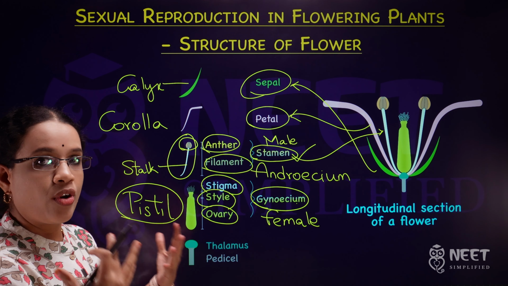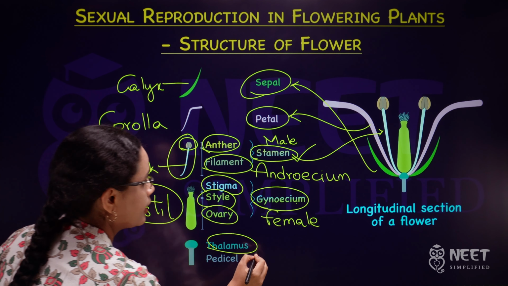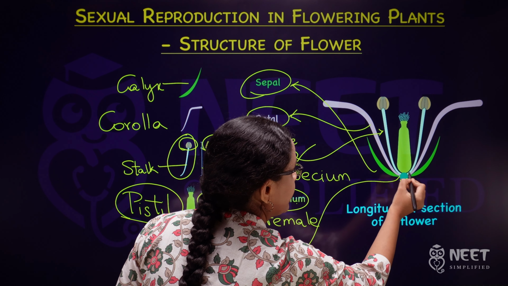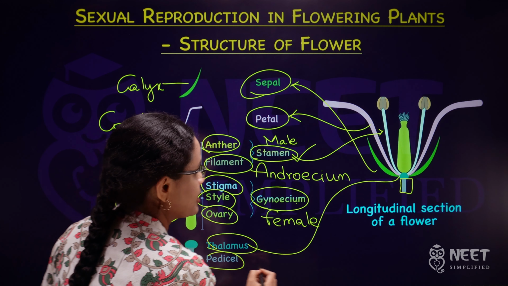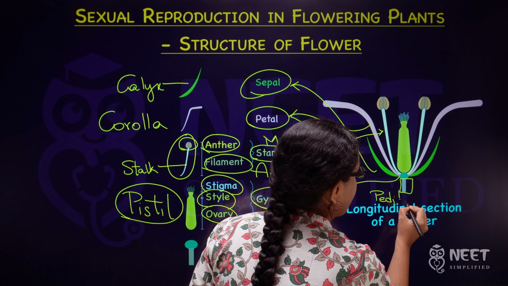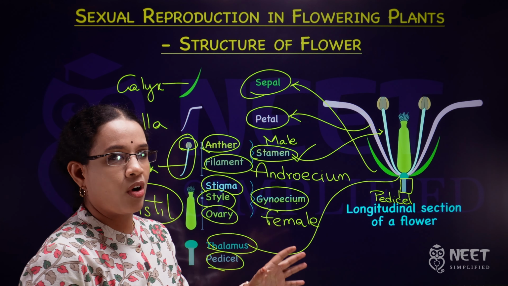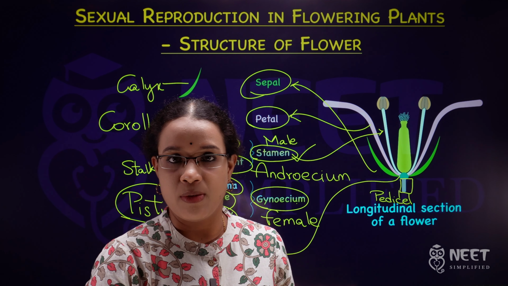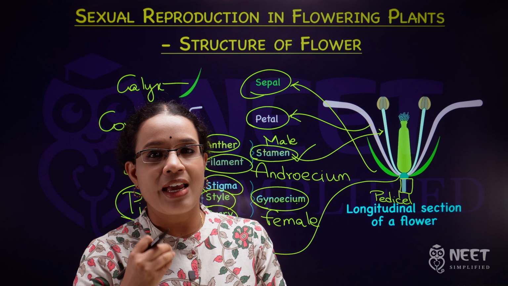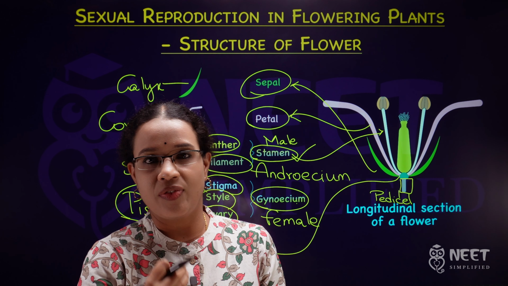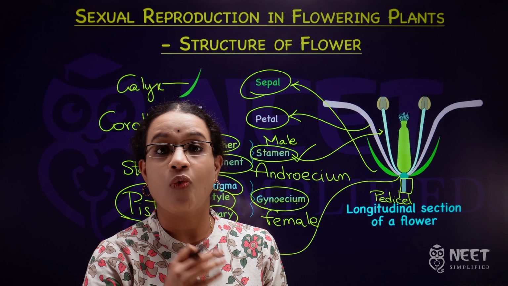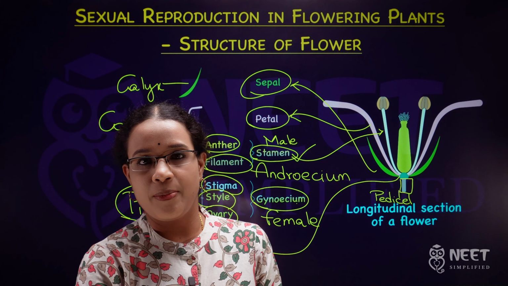Now all these floral organs are seated on the thalamus, as you can see here, and there is a stalk beneath this thalamus which is called the pedicel, as you can find in the diagram. This is what we already understood, isn't it? We all know at least something about it. Now let's dive deeper into each of the organs and understand their importance and the roles they play in reproduction.